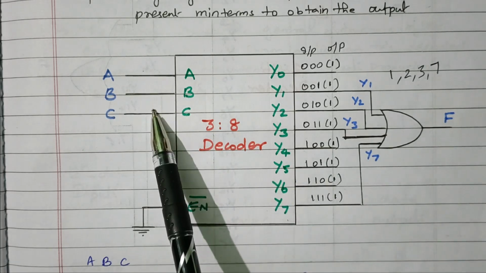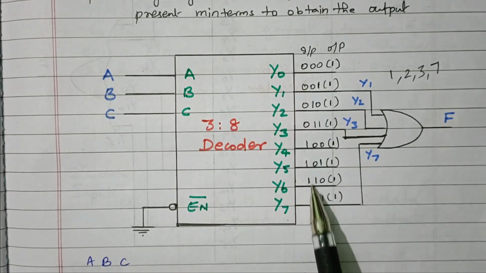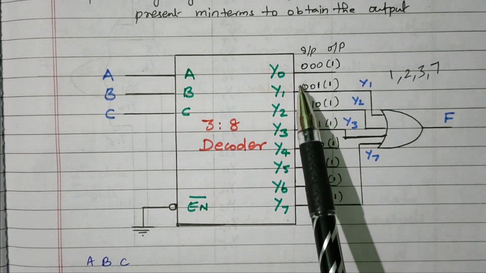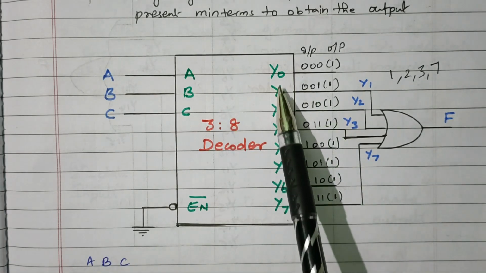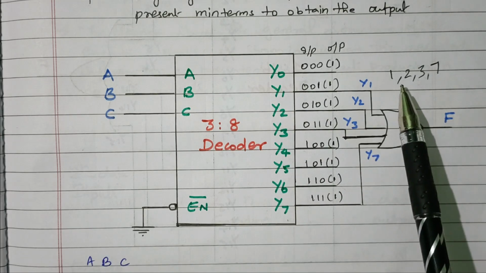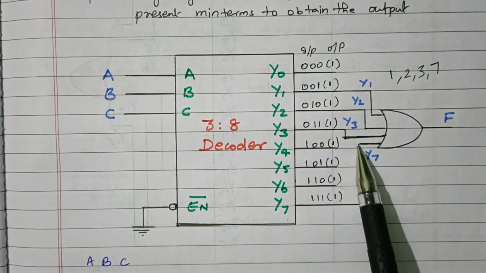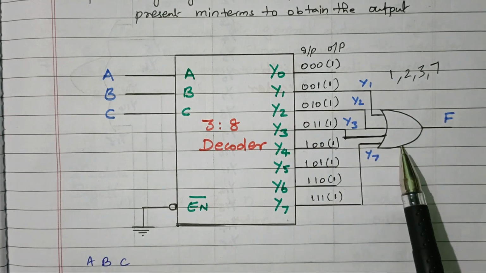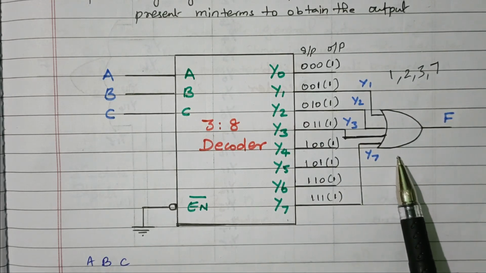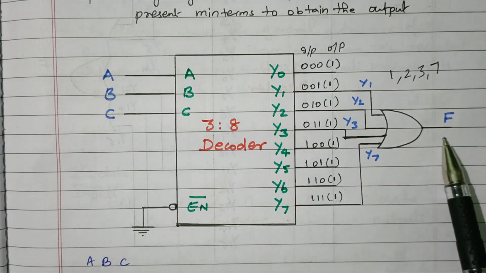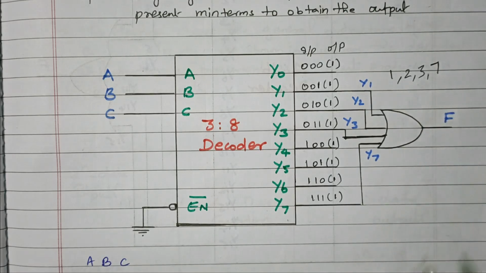So 3 inputs, based on the 3 input, the 8 combinations are there. The 8 possible outputs will be there, 0 to 7. What we need is 1, 2, 3, 7. So only 1, 2, 3 and 7 is connected. So this OR gate will add all these 4 inputs and give the required Boolean function.